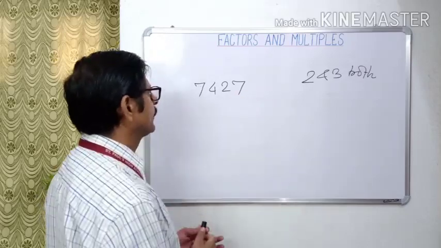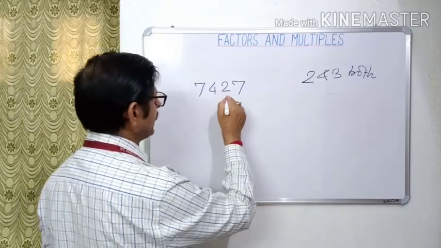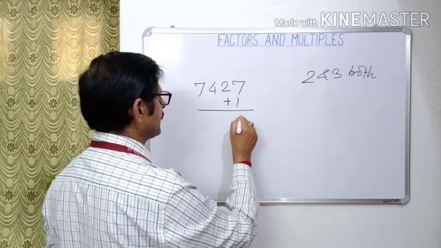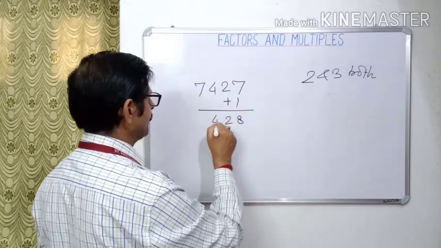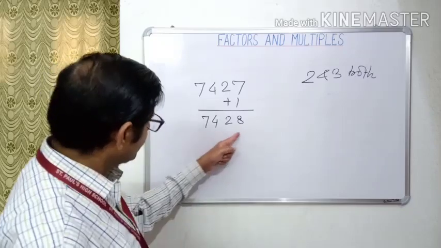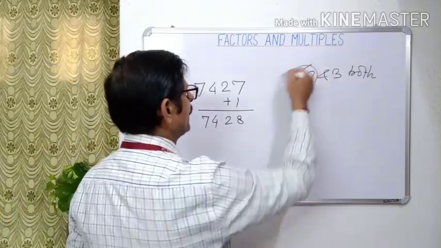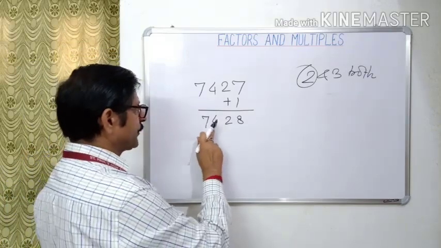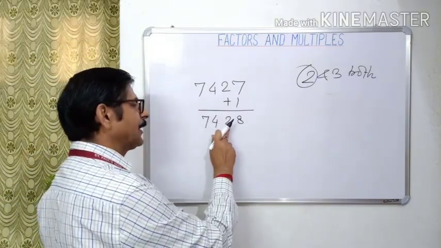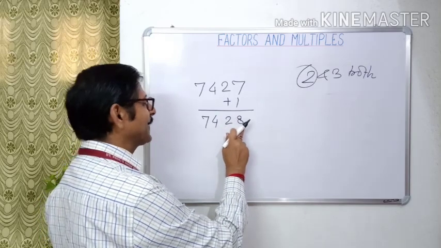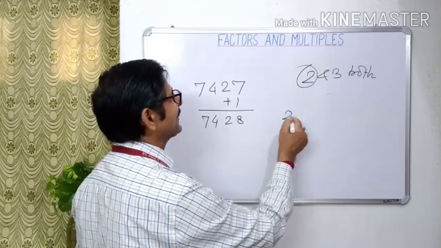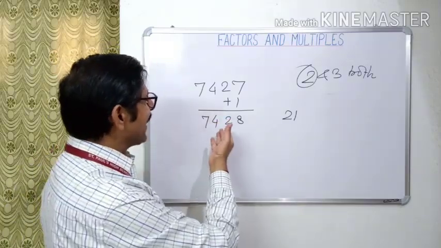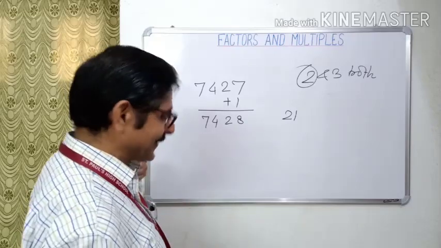Let us try. First, make it even so that it is divisible by 2. 7 plus 1 is 8, so 2, 4, 7 becomes 2, 4, 8. Yes, now this number is divisible by 2. Let us check whether it is divisible by 3 or not. 7 plus 4 is 11, 11 plus 2 is 13, 13 plus 8 is 21. Yes, and 21 is divisible by 3. So we have got the correct answer, isn't it?